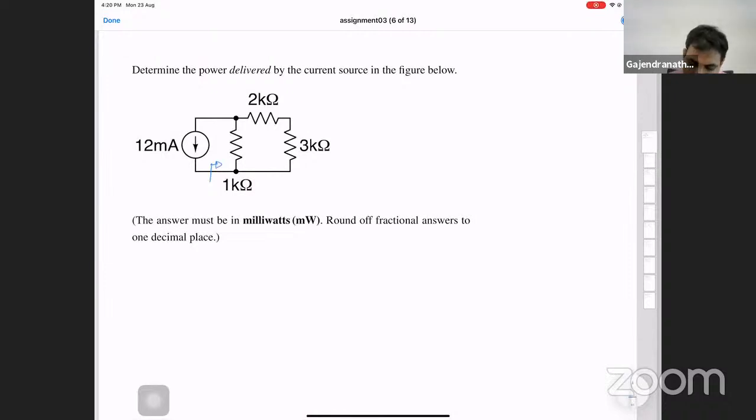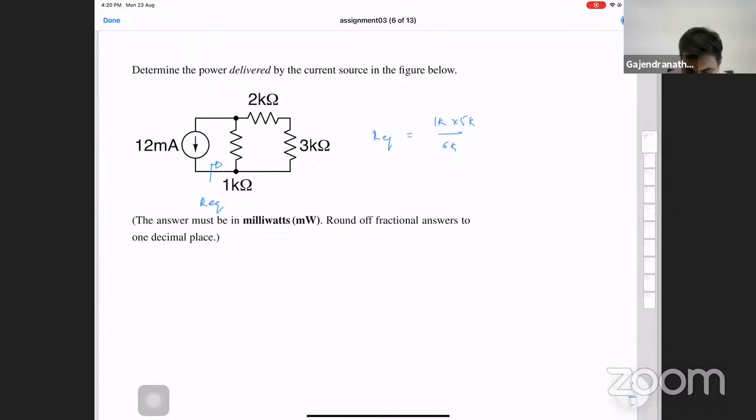So now if you see, looking here, what is the total resistance? This is 3 kilo ohm, that is 2 kilo ohm, that's 5 kilo ohm. So 5 kilo ohm is in parallel with 1 kilo ohm. So the equivalent resistance R equivalent is 1K multiplied by 5K divided by 6 kilo ohms. So that's the equivalent resistance.